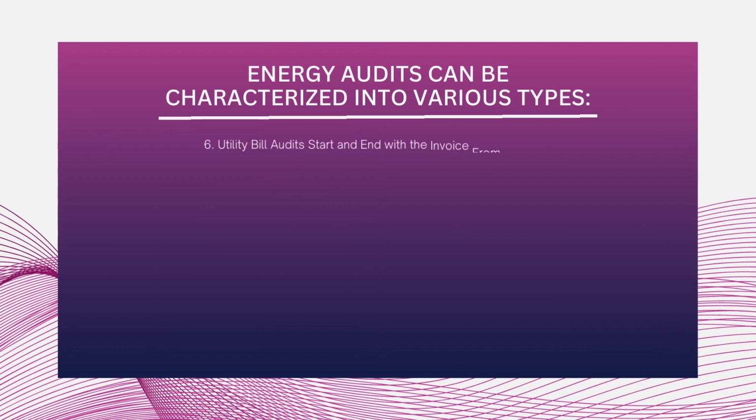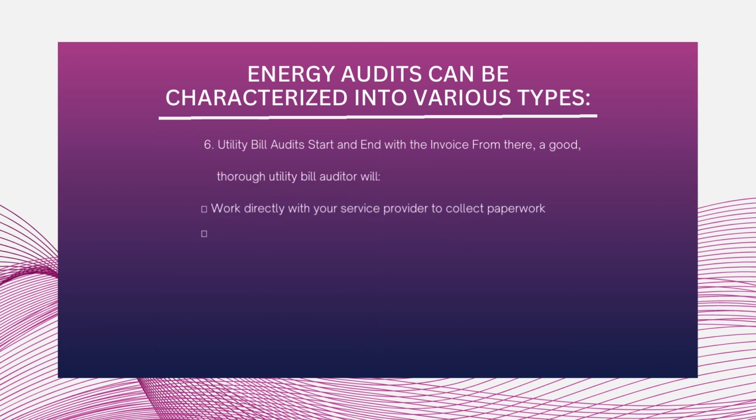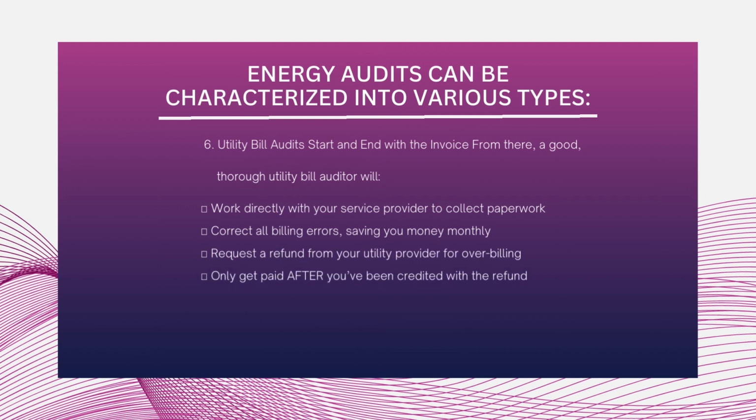Next is utility bill audits, which start and end with the invoice. A utility bill audit will never involve an illustrative walkthrough or physical review of any kind. A typical utility bill audit starts with an initial audit review based on one recent billing statement. The auditor will then determine whether there are any billing errors present and if a detailed audit is recommended. The initial audit process is complete in 24 to 48 hours.